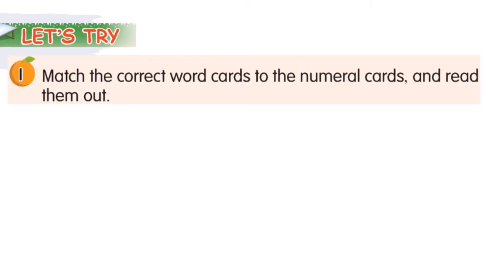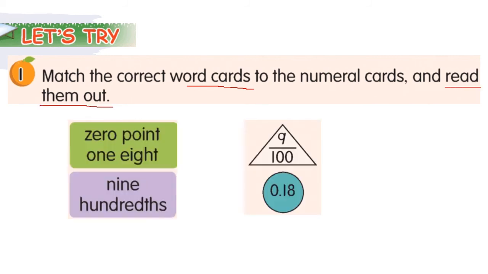Now let's try this question. Match the correct word cards to the numeral cards and read them out. Okay, 0.18. Now we want to match it to the correct answer. It is this one. Okay, 9 hundredths. 9 hundredths in decimal is 0.09. So this one is 9 over 100. It is 9 hundredths.